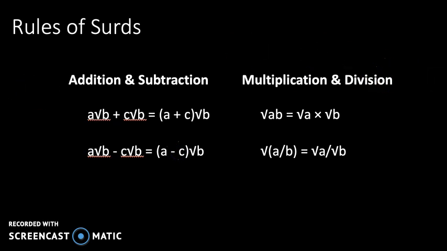Multiplication and division is a bit different. If you have the square root of ab, this can also be written as the square root of a times the square root of b. And basically the same thing for the division. If you have the square root of a divided by b, this can be written as the square root of a divided by the square root of b.